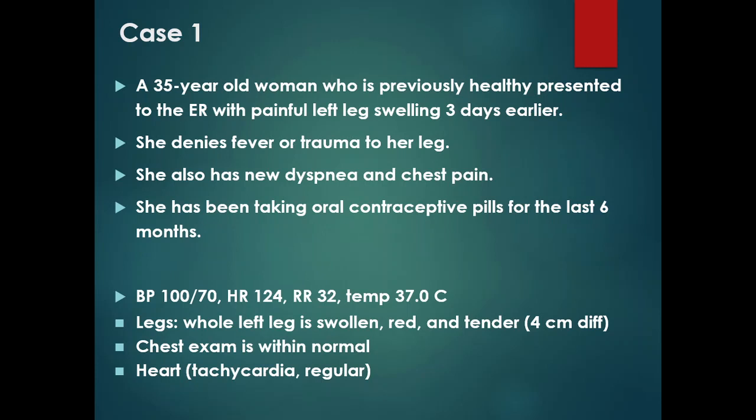On examination, her blood pressure was on the low side, her heart rate was high, 124, respiratory rate high, 32, and her temperature was normal. On leg examination, the whole left leg was swollen, red, and tender. It was 4 centimeters different from the other leg. Chest examination was normal. On cardiovascular examination, she had tachycardia, which is irregular. So this patient has an acute unilateral leg problem, and she has a new onset of cardiorespiratory symptoms of dyspnea and chest pain.